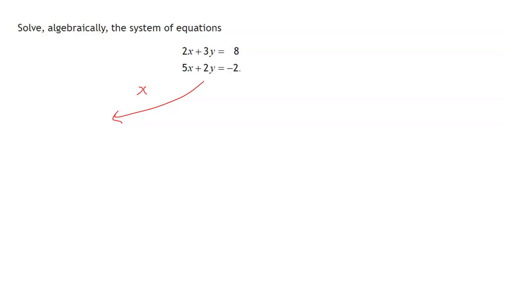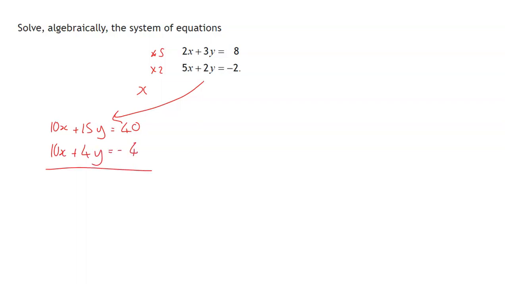So if I go to get rid of the x ones, if I multiply equation 2 by 2 and everything in equation 1 by 5, my coefficients of the x are going to be 10 for both of them. So I can use that to get rid of them. So my top equation in this case would be 10x plus 15y equals 40. My second equation would become 10x plus 4y equals negative 4.